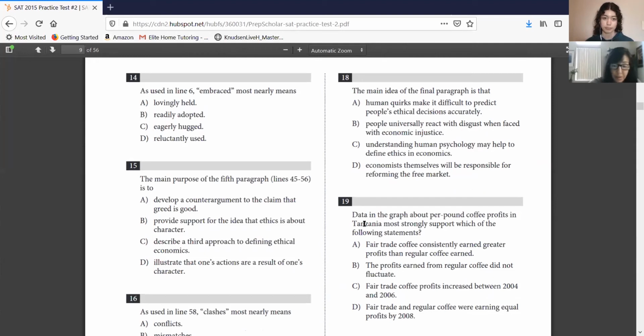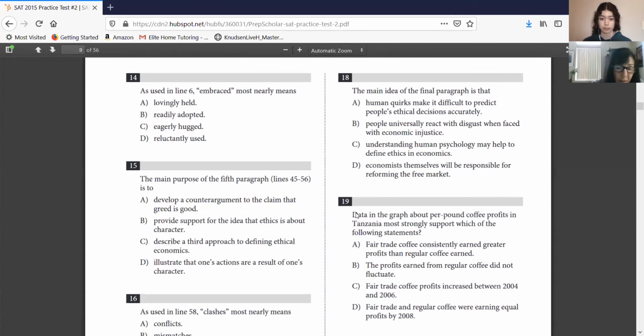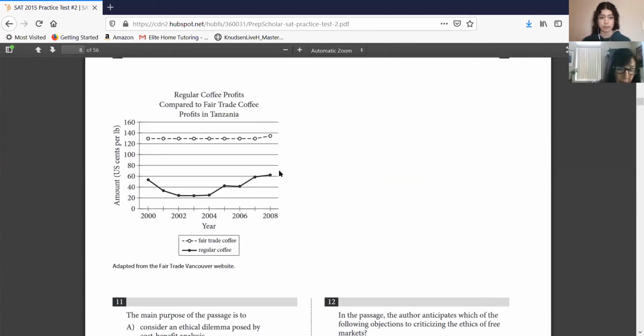Okay, data in the graph about per pound coffee profits in Tanzania most strongly support which of the following statements? Okay, let's test them. So the first statement says, fair trade coffee consistently earned greater profits than regular coffee earned. We'll read the question again. Data in the graph, just the graph, about per pound coffee profits in Tanzania most strongly support which of the following statements? Let's see if this is a true statement or a false statement. Fair trade coffee consistently earned greater profits than regular. Okay, so let's see what we got here. Here we go. Can you see the graph okay?